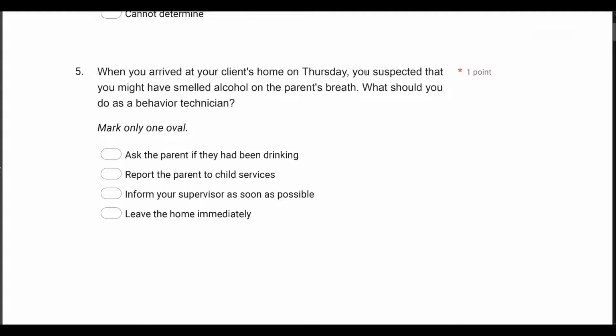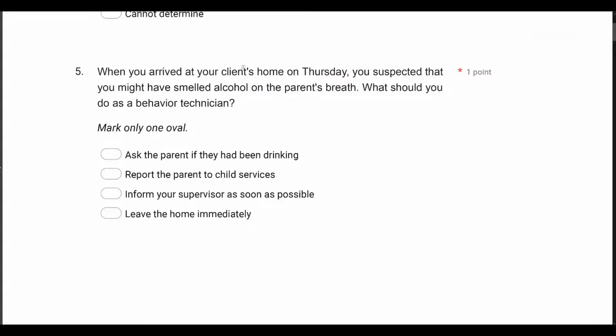You arrived at your client's home on Thursday. You suspected you might have smelled alcohol on the parent's breath. At no time does it say the morning or what time it is or what's going on, or they could be throwing a party. It could be a night session. Who knows, right? Parents drinking alcohol is not illegal. It's not abuse. It's not anything negative given what we know.